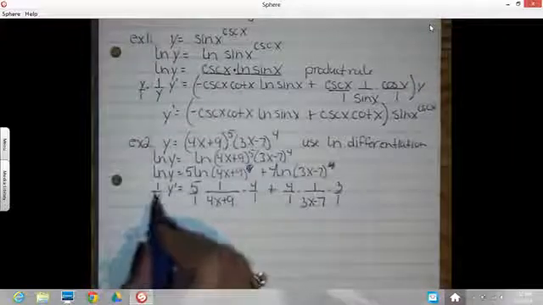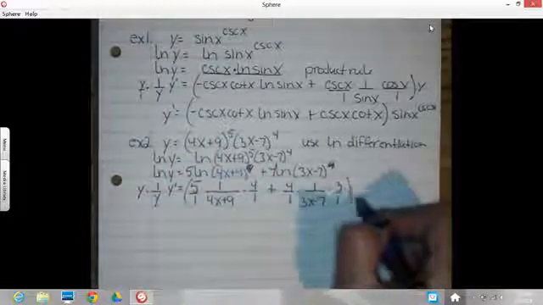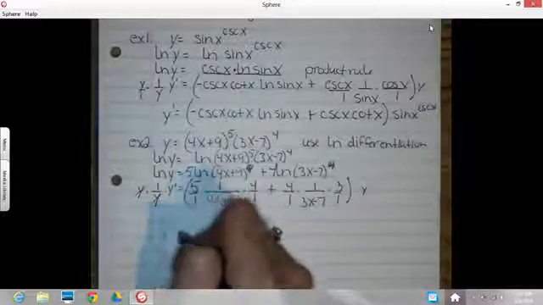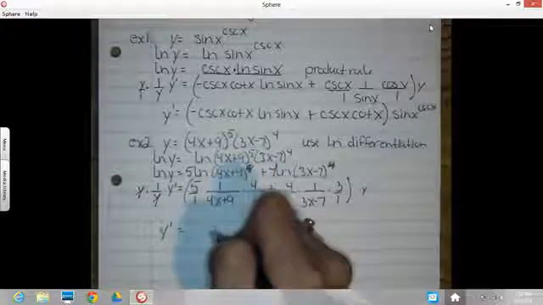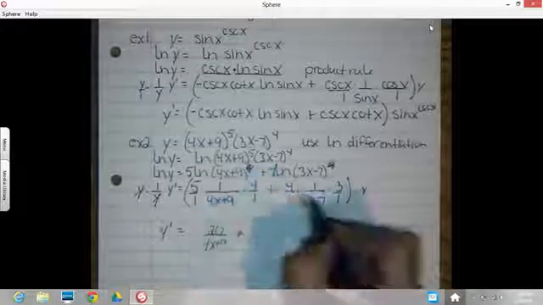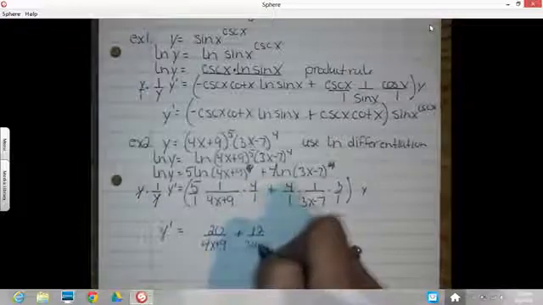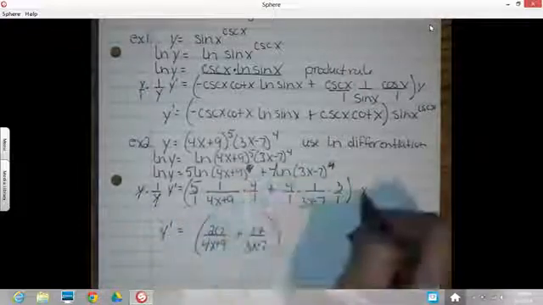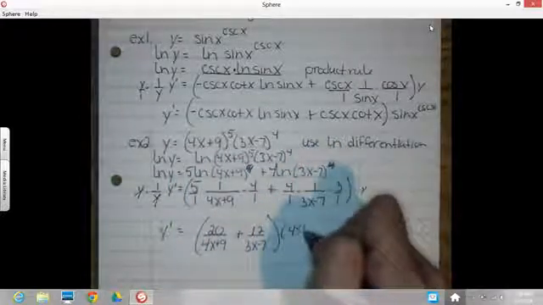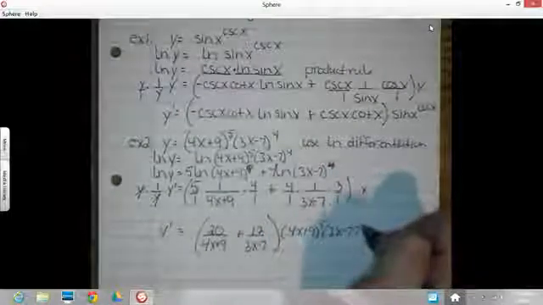And now our next line, we should be done. So we're going to multiply by y on both sides to eliminate this. That'll leave me with y prime equals, multiplying here, I'll have 20 over 4x plus 9 plus 12 over 3x minus 7. And I've got that quantity times the y, and the y was this original (4x plus 9) to the 5th, (3x minus 7) to the 4th.